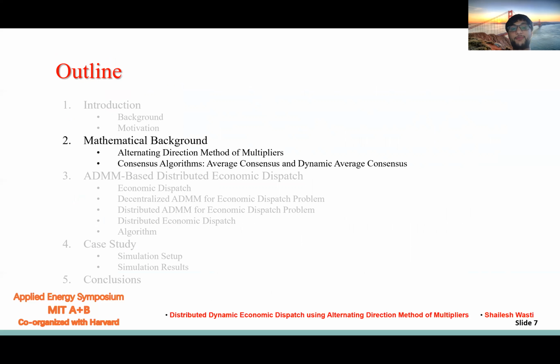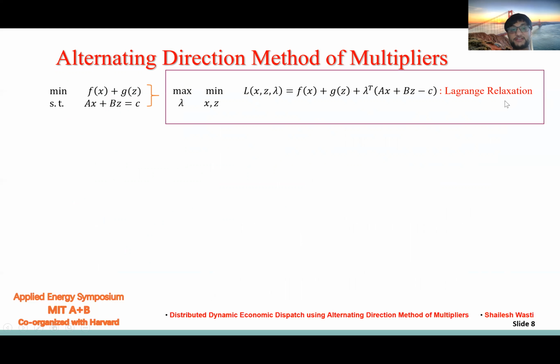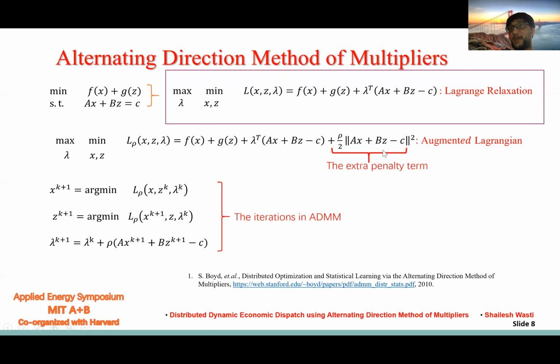Now let's talk about some mathematical background on ADMM and consensus algorithm. What is ADMM in general? If this is a constrained optimization problem, then this is the Lagrange relaxation of that constrained optimization problem. The lambda is the dual variable associated with the equality constraint, and that's what the market price is. In order to improve the convergence speed of the problem, an extra penalty term is added, and this is now called the augmented Lagrangian. But the convergence speed comes at the cost of sacrificing the decomposability property of the problem. So here is where ADMM comes in, which has both decomposability and superior convergence speed.